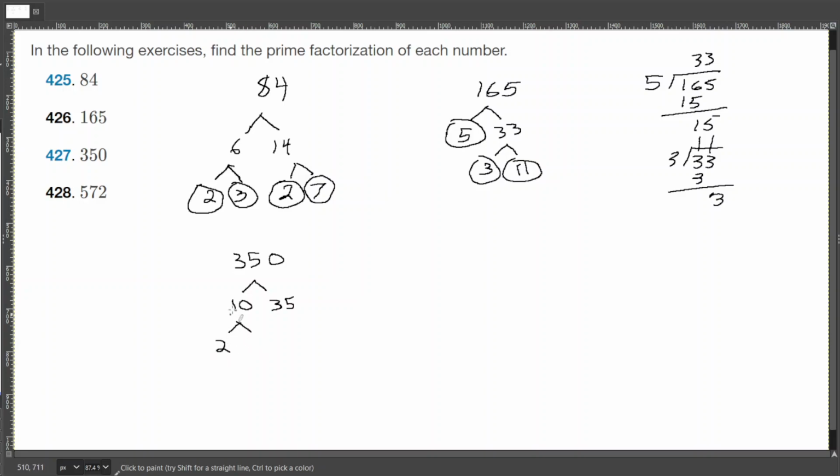But now, 2 times what is 10? Well, that's going to be 5, right? So these are our prime factors so far, 2 and 5. Now 35 ends in 5, right? And I believe 35 is on our multiplication chart. If I remember correctly, it should be 7. So 5 and 7 are both prime too, okay? So 2 times 5 times 5 times 7 is 350.